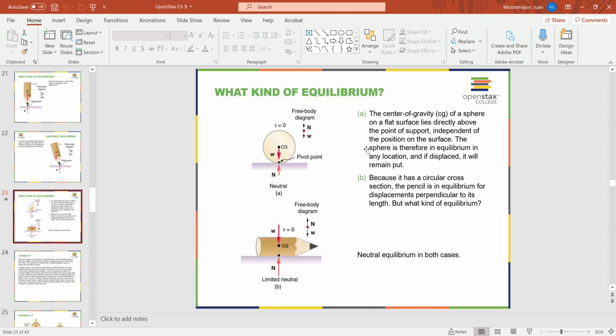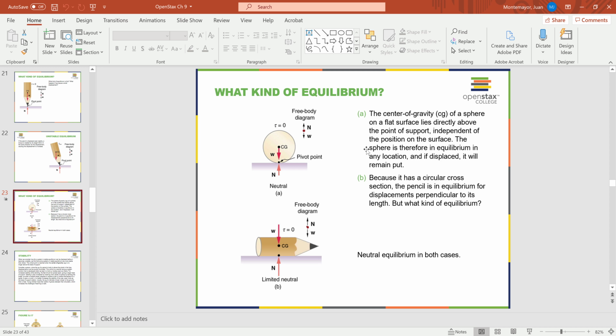All right, for these two, for A, the center of gravity, which is CG here, of the sphere on a flat surface lies directly above the point of support, independent of the position of the surface. The sphere is therefore in equilibrium in any location and if displaced, it will remain put. So the marble here, the sphere, is in perfect equilibrium here, which is also called neutral equilibrium, because at any point, even though it's rolling, it may stop and it'll still be at equilibrium.